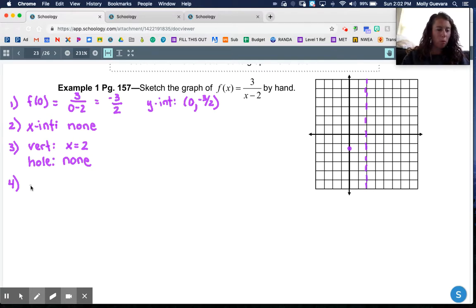Step 4 is to find the horizontal asymptote. In this case, the bottom is x to the 1, and on top is x to the 0. So in this case, my function is bottom heavy.